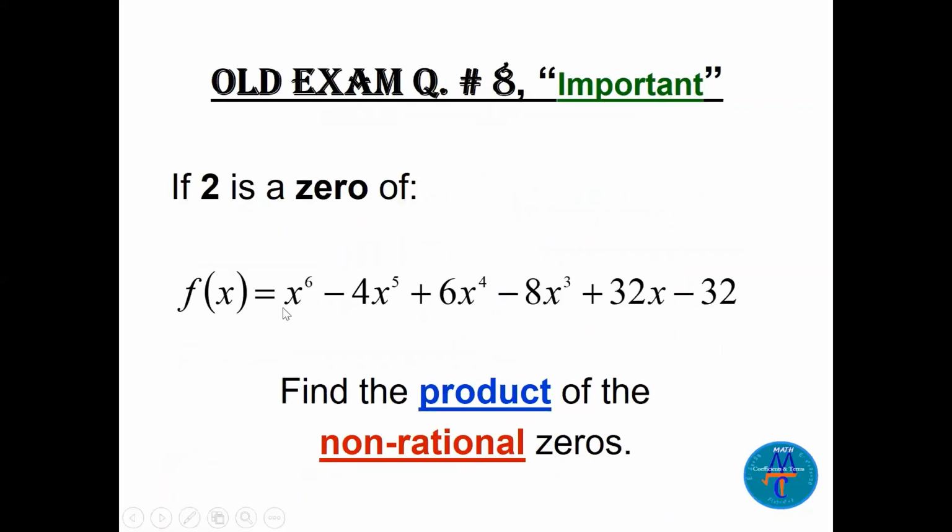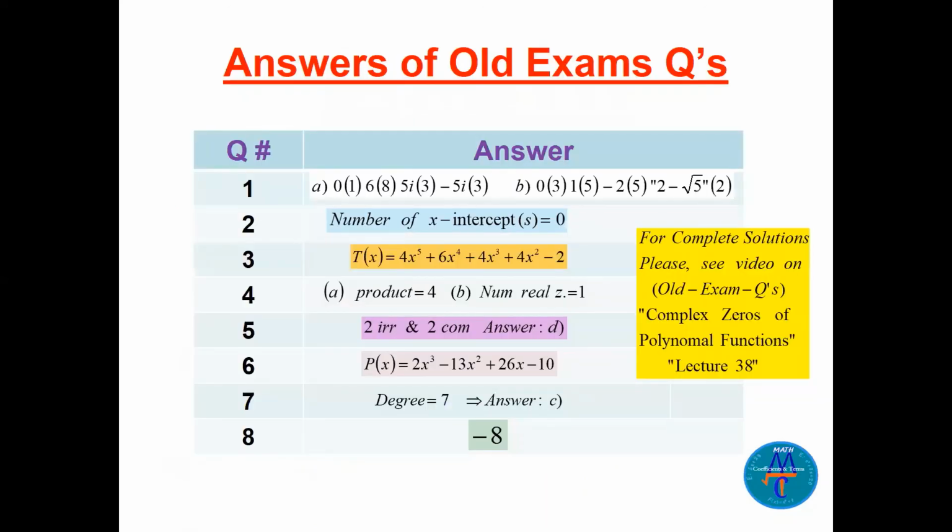If 2 is a zero of this huge function, x to the power 6 and all this, find the product of all the zeros that are not rational. So they can be irrational, they can be complex, they can be anything, but not rational. Find the product. Now these are the answers there, only the answers of the 8 questions.